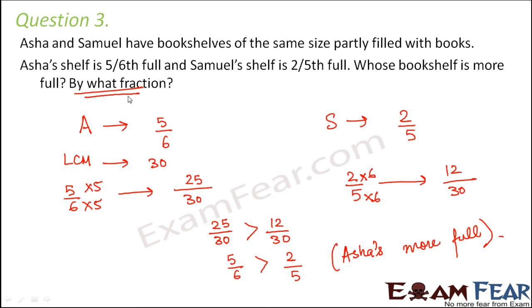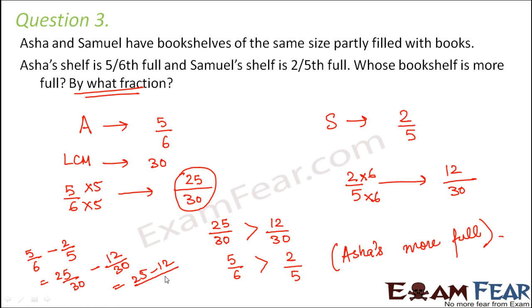And by what fraction? So by what fraction her shelf is more full? So for that we will have to subtract the 2. That is 5 by 6 minus 2 by 5. Now 5 by 6 is equivalent to 25 by 30. So we can write it as 25 by 30 minus 12 by 30. So this would be 25 minus 12 by 30, which is equal to 13 by 30. So Asha's shelf is more full and it is more full by 13 by 30.